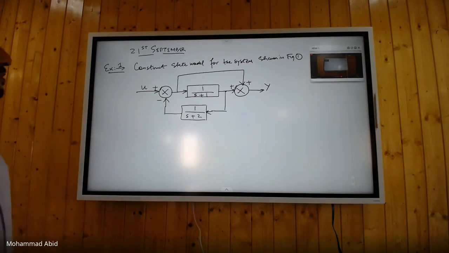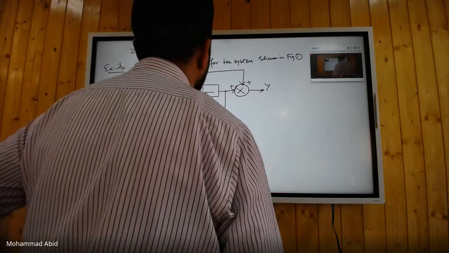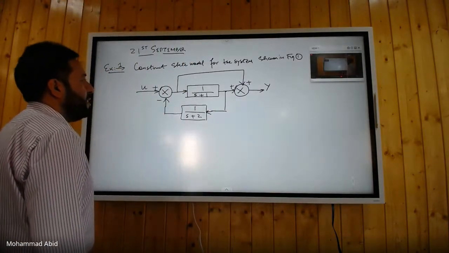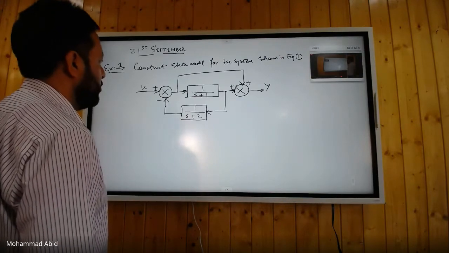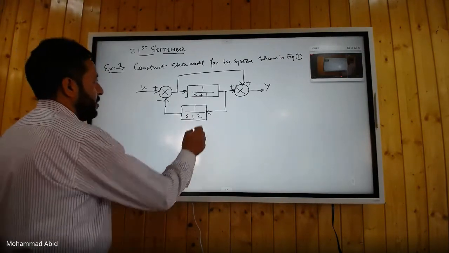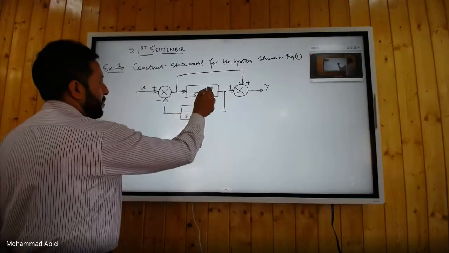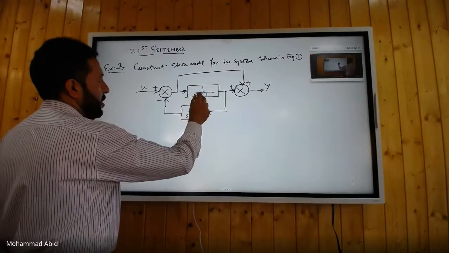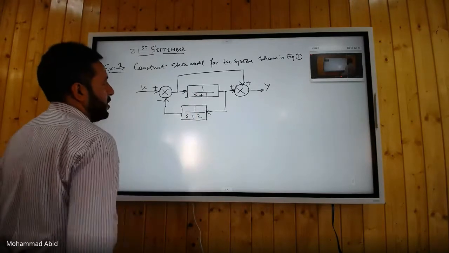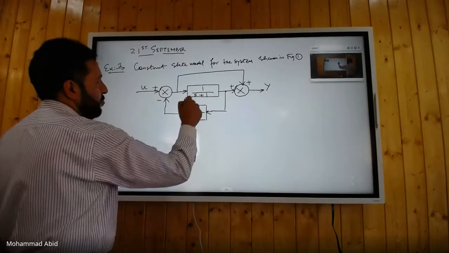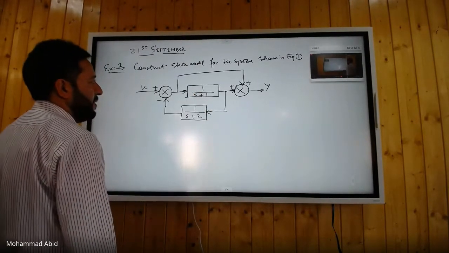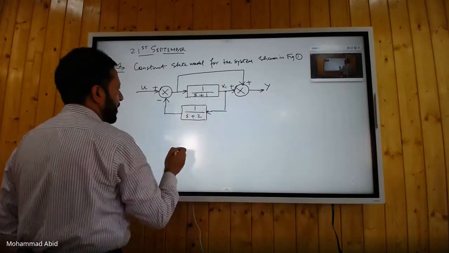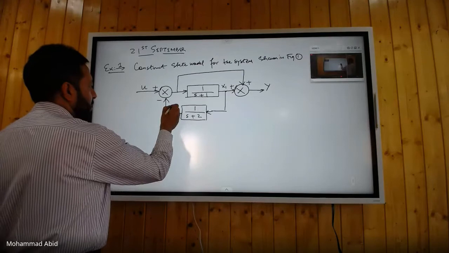You have to follow the same rule that we have been following for constructing state models. The rule is that the outputs of the integrators are to be chosen as state variables. There is no pure integrator here, but it is the transfer function of an integrator block with some other term also. 1 upon s plus 1 here, 1 upon s plus 2. So these two block outputs you have to take as a state variable. Like this we will call as x1, and the output of this block we will call as x2.